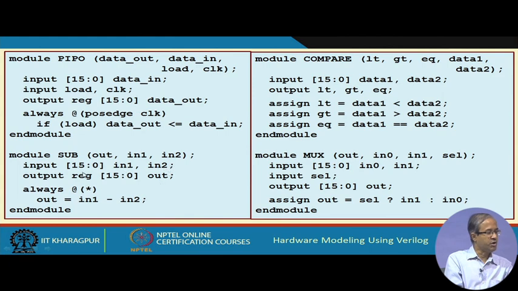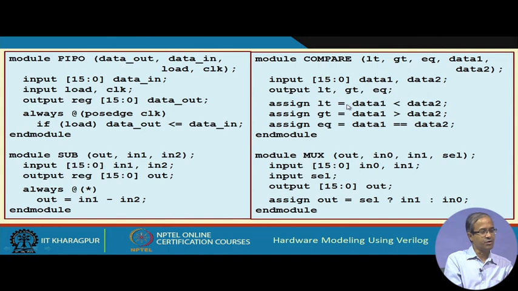This in 1, in 2, out are all 16-bit numbers. So, whenever anything changes, always at star, out equals in 1 minus in 2. Comparator is also very simple. Data 1 and data 2 are two 16-bit numbers, and these are the outputs. We have used 3 assign statements.